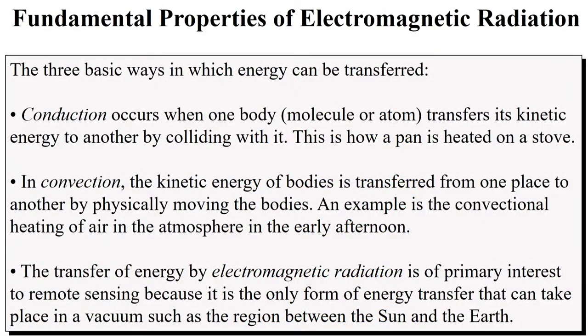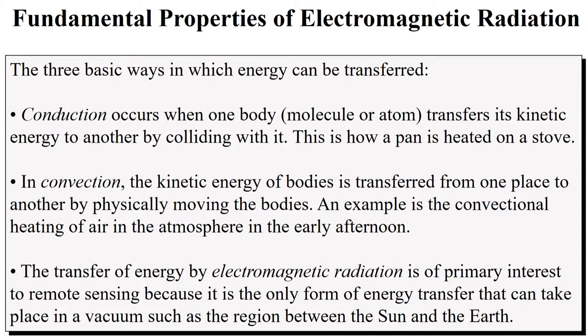Now we are going to talk about the fundamental properties of electromagnetic radiation. The three basic ways in which energy can be transferred are conduction, convection, and radiation. Conduction occurs when one body or molecule or atom of the body transfers its kinetic energy to another by colliding with it. This is how a pan is heated on a stove. In convection, the kinetic energy of bodies is transferred from one place to another by physically moving the objects. An example is the convectional heating of air in the atmosphere in the early afternoon.